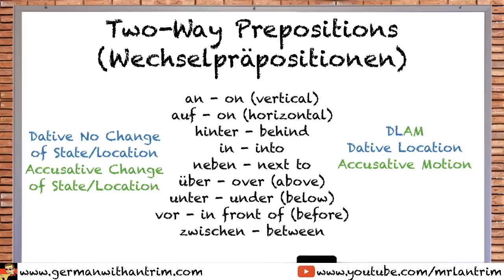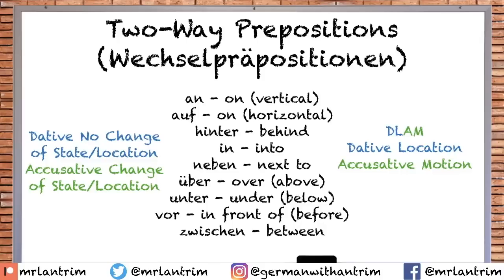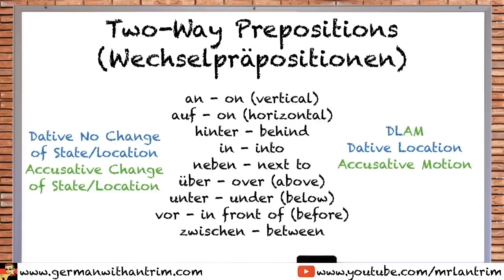There are 9 of these prepositions. We have an, which means on. This is generally speaking used for vertical things. I say generally because it's not going to make a whole lot of sense if you try and say that you're at a corner of a street. That's not a vertical thing or a horizontal thing. It's a street corner. There's no way to say that that's vertical or horizontal.